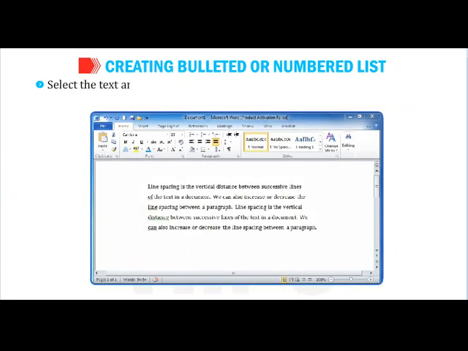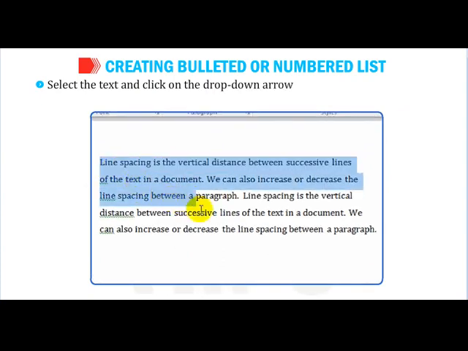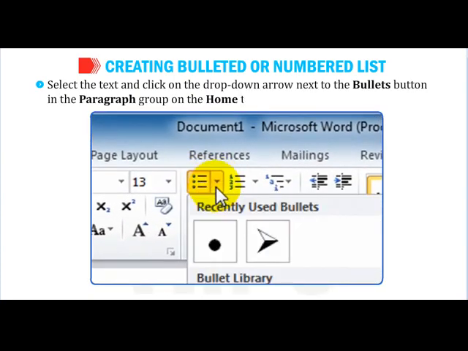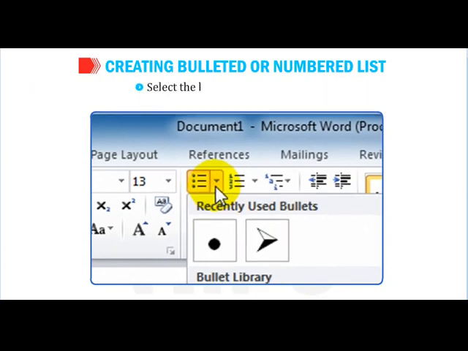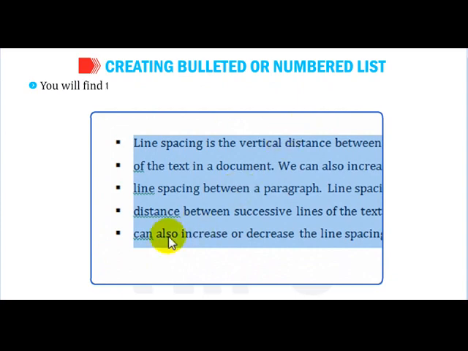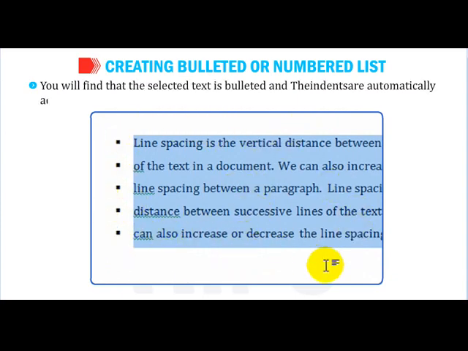Select the text and click on the drop-down arrow next to the Bullets button in the Paragraph group on the Home tab. Select the bullet style of your choice. You will find that the selected text is bulleted and the indents are automatically adjusted to separate the text from the bullets.